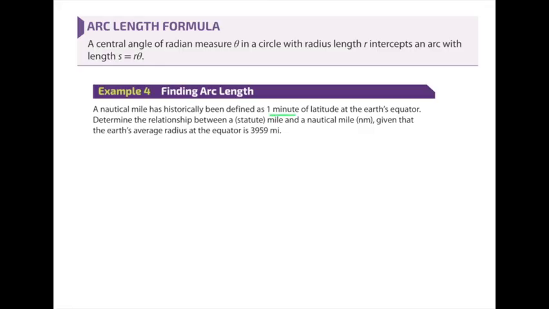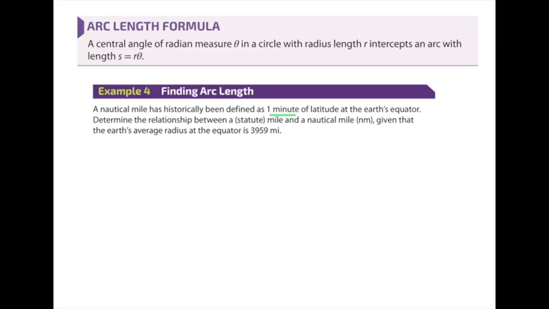All right, so let's look at the example here. A nautical mile has historically been defined as 1 minute of latitude at the Earth's equator. Determine the relationship between a standard mile and a nautical mile, given that the Earth's average radius at the equator is 3,959 miles. All right. So they technically gave us this in degrees, but they gave it to us with minutes and seconds versus decimal degrees. Does that make sense? So when you see the term minute, they actually are giving it to you in degrees.